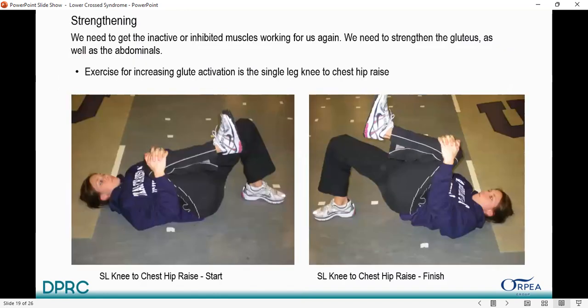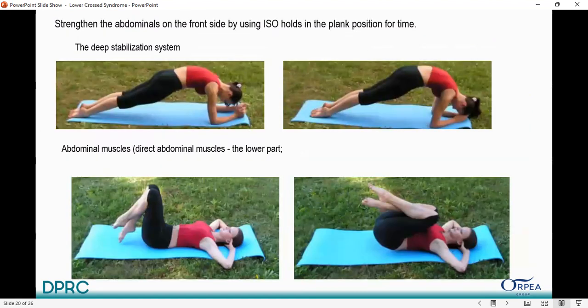Next is the strengthening part. We need to strengthen the gluteus as well as the abdominal muscles. The first picture shows gluteus strengthening: the starting position and the finishing position. That is a straight single leg knee to chest hip rise. Strengthening the abdominal muscles on the front side by using isometric hold in the plank position. These are the deep stabilization system. The second picture shows the lower part of the abdominal muscles.